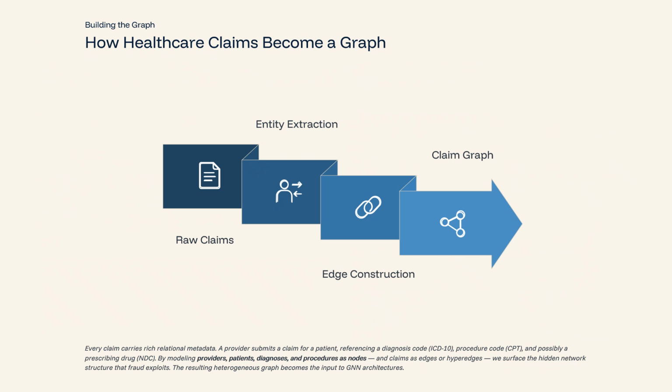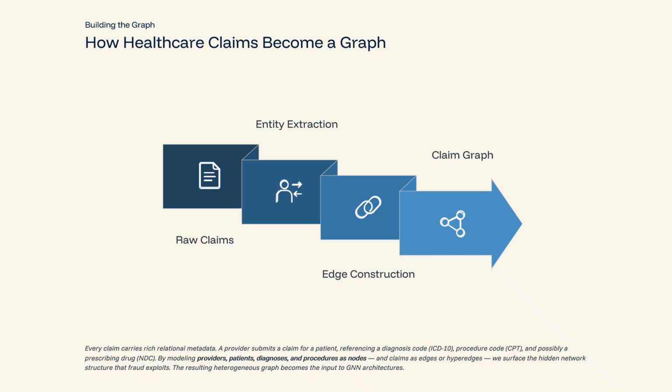Before we touch a single architecture, I want to spend a moment on something that is undervalued in GNN articles. Graph construction is a design decision, and it has more impact on your results than your choice of model. Every claim carries a provider NPI, a patient ID, a diagnosis code, which is ICD-10, and a procedure code, which starts with CPT, and potentially a drug code, NDC.